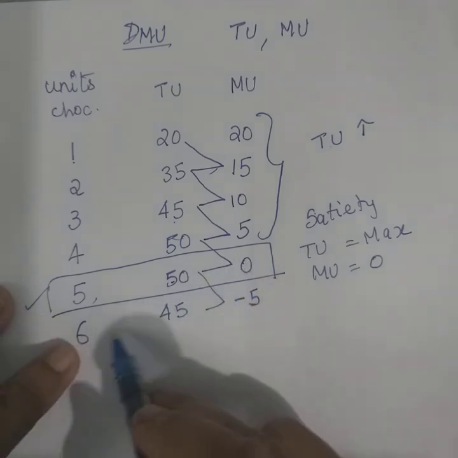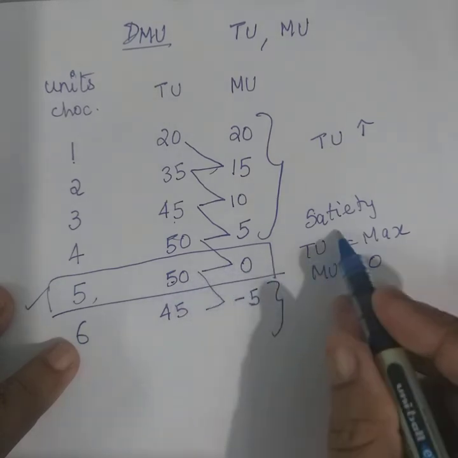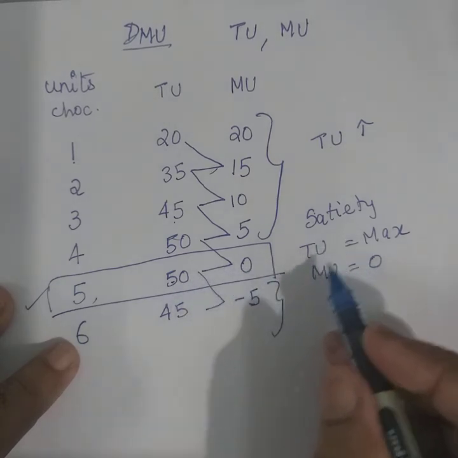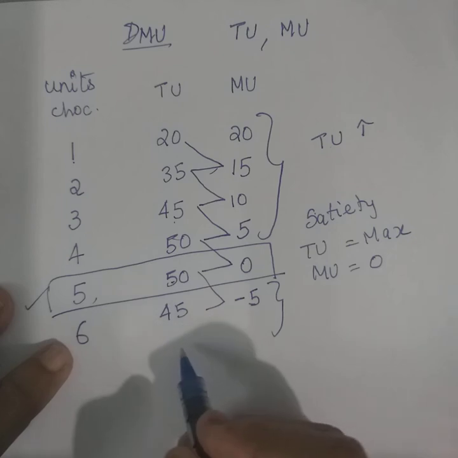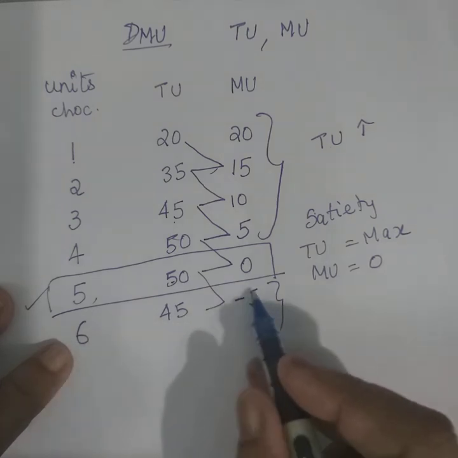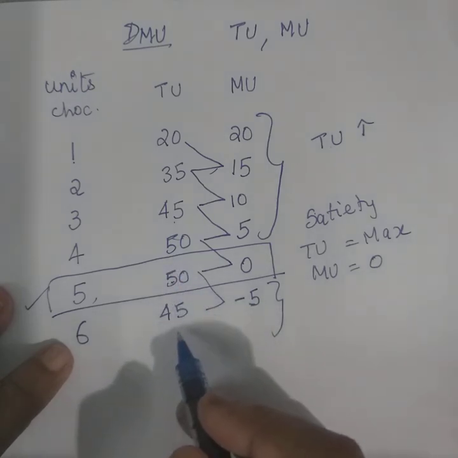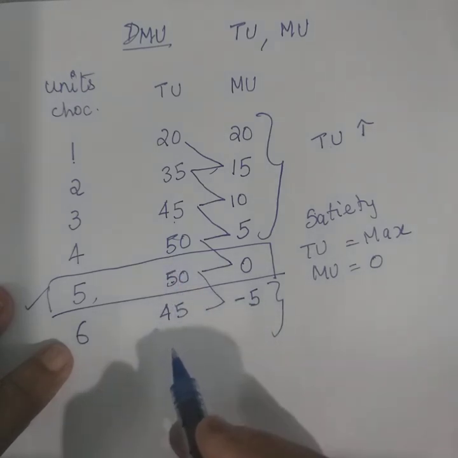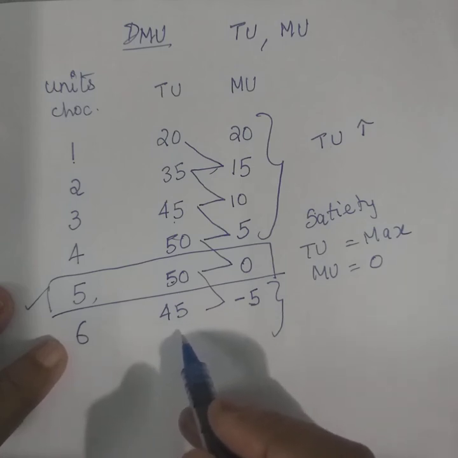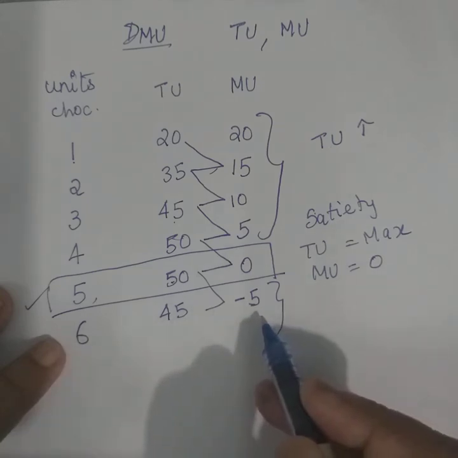Right? And then beyond this point of satiety, if consumption is going to continue, then there might be a disutility, and because of this disutility, the total utility might actually fall. Right? So no rational consumer would try and consume the 6th unit, because obviously the 6th unit is giving disutility.